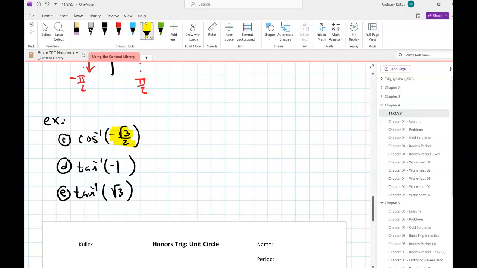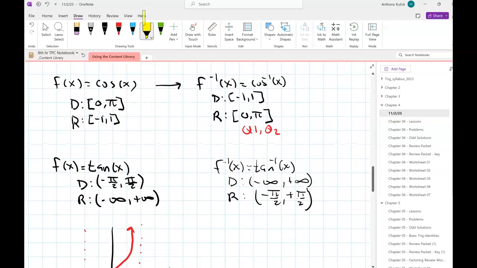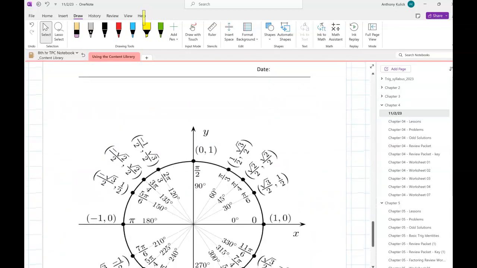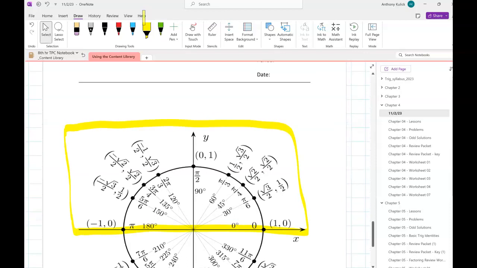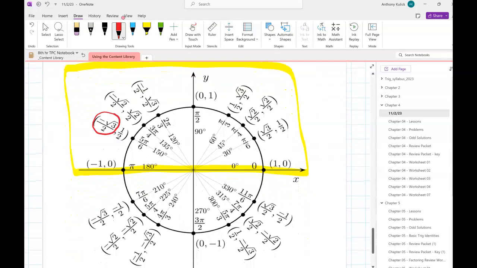When we look for cosine inverse, what quadrants are we looking in? We're looking in quadrants 1 and 2, right? Okay. Now, what coordinate are we looking for if we're looking for cosine inverse? X coordinate. So I'm looking for the X coordinate that is equal to the negative square root 3 over 2. Where do we see that? Right there. So our answer should be 5 pi over 6.